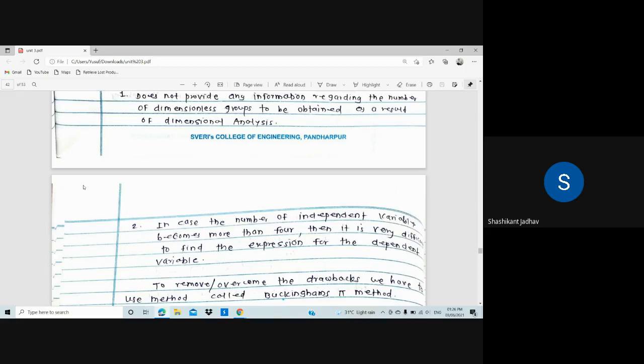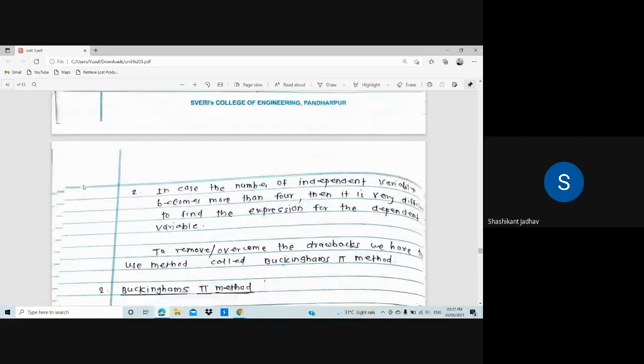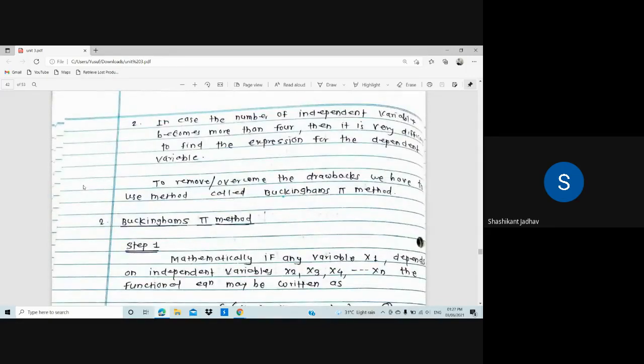In case the number of independent variables becomes more than 4, then it is very difficult to find the expression for the dependent variable.